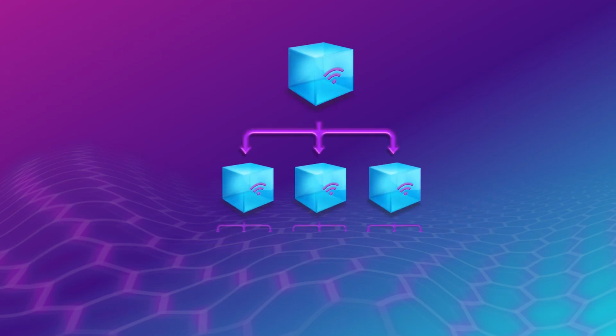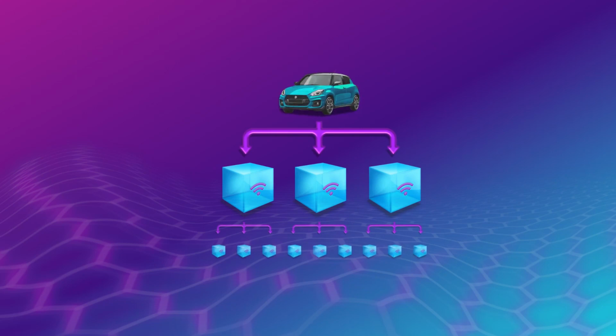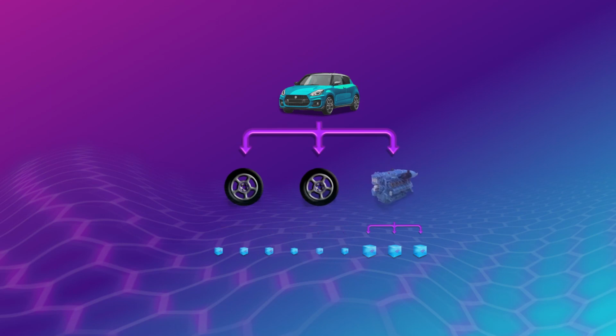In the ThingPilot platform, assets can be defined in a hierarchical manner. For example, a top-level asset might be a car, which can contain child assets like wheels and an engine, which itself can have further child assets like fuel injector, carburetor, and so on.